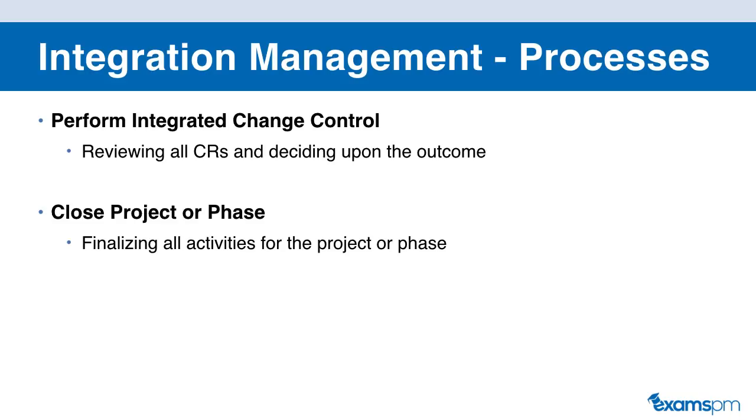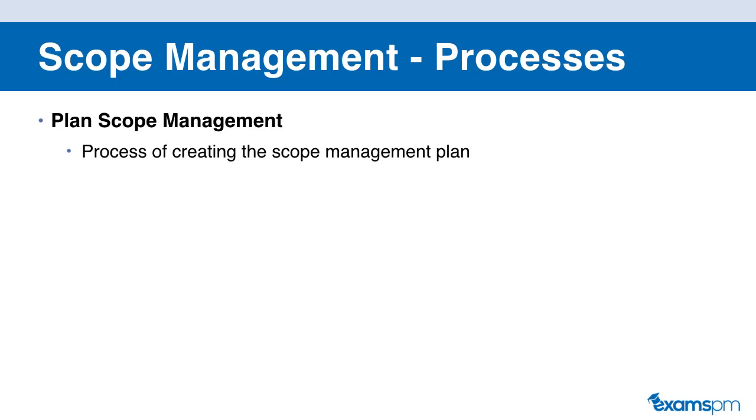And the last process that we have in integration management is close project or phase. This is when we're finalizing all of the activities for the project or phase. Now let's move on to scope management. The first process in scope management is plan scope management. This is a process of creating the scope management plan, which is going to tell you how the project and product scope will be defined, validated, and controlled.